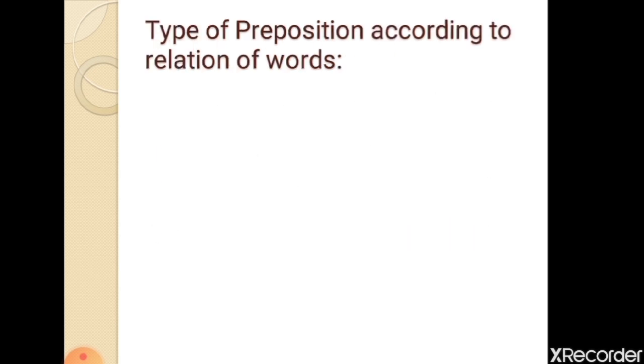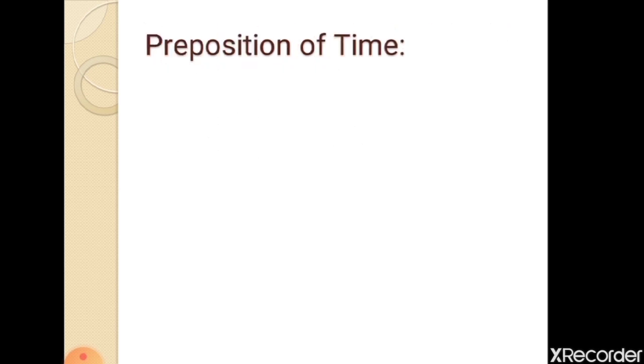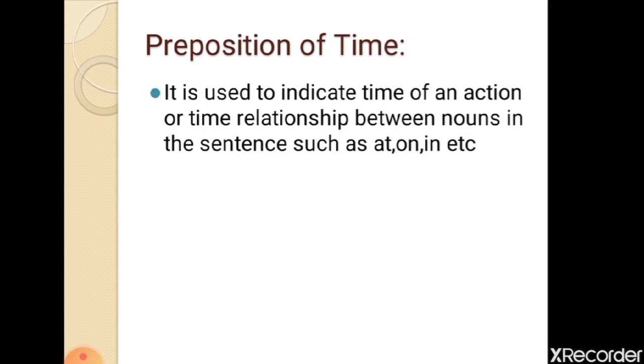Now there are some types of preposition according to the relation of words. So these are mainly preposition of time, preposition of place and preposition of direction. Now let's see one by one. So first one is preposition of time, and the definition of preposition of time is it is used to indicate time of an action or time relationship between nouns in the sentence such as at, on, in, etc.